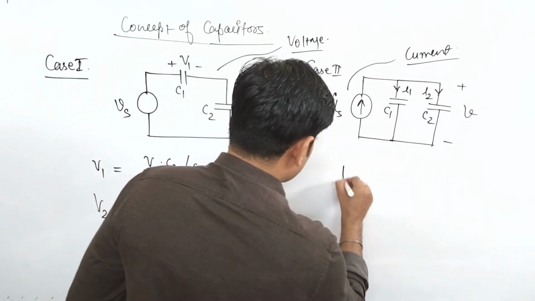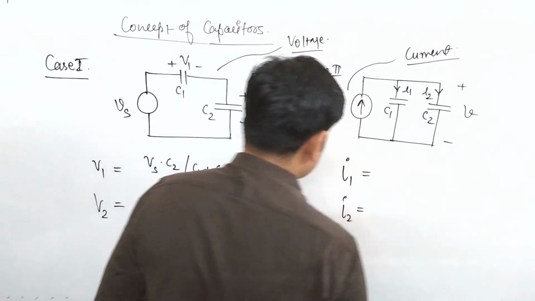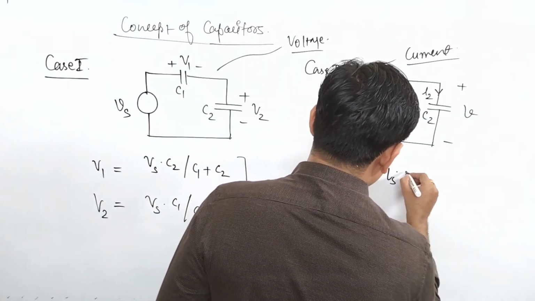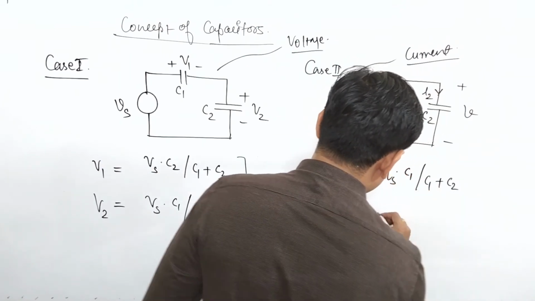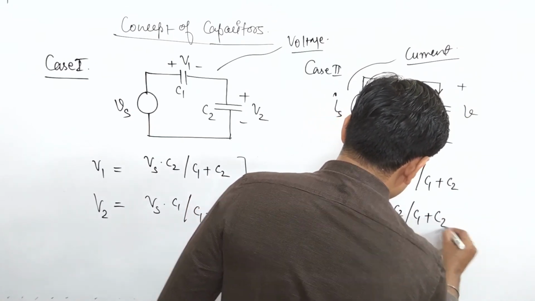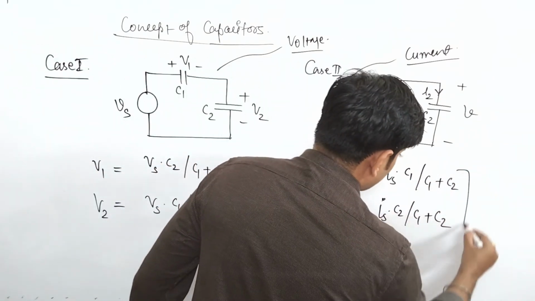Similarly I am writing for currents I1 and I2. We will later see how we have solved it. It is Is into C1/(C1 plus C2), and Is into C2/(C1 plus C2). So this is for current division.